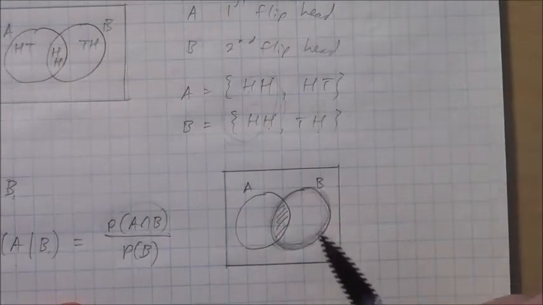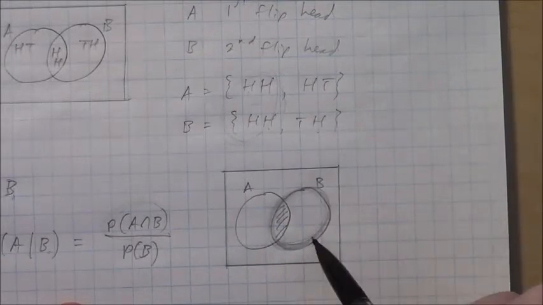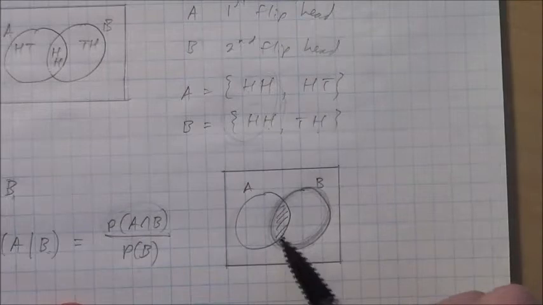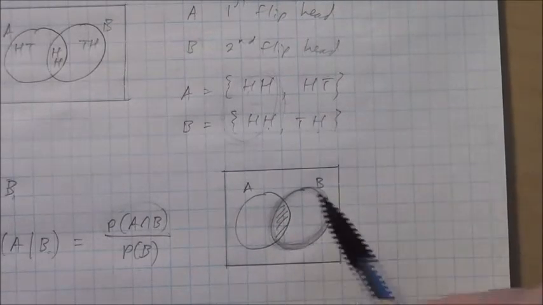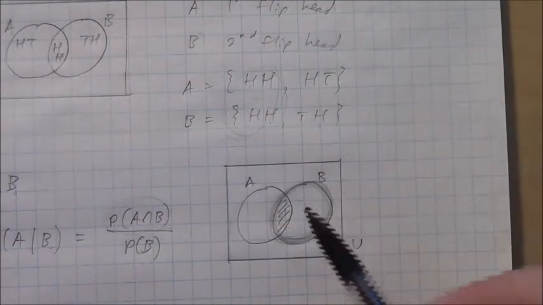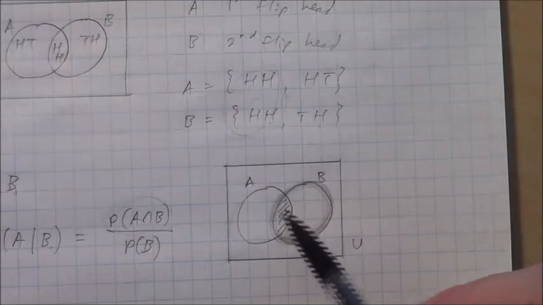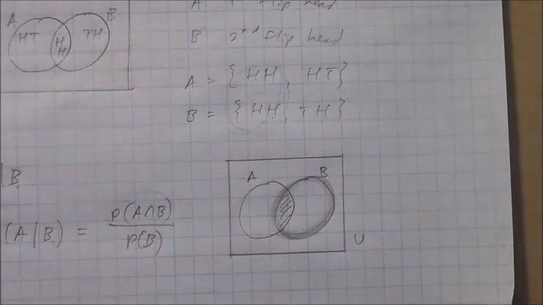So we already know, given that B has occurred, how many of those are also in A? So that's the intersection. And then we divide that by the probability of B occurring out of the full universal set, because we want to see the probability of this intersection out of the whole universal set.